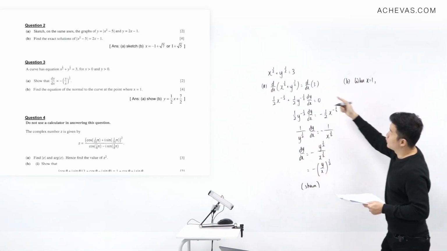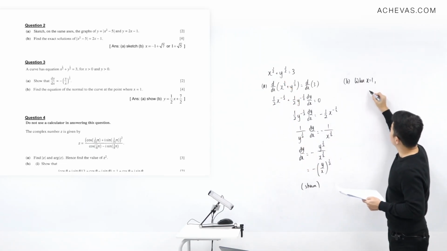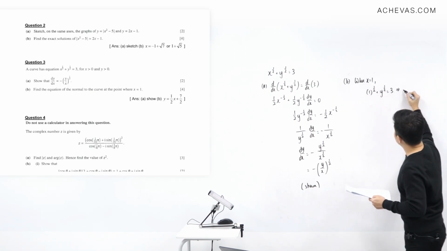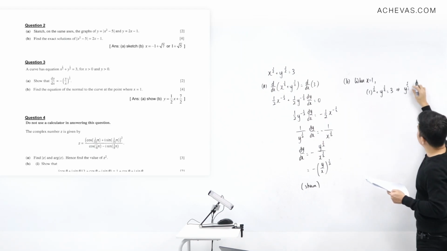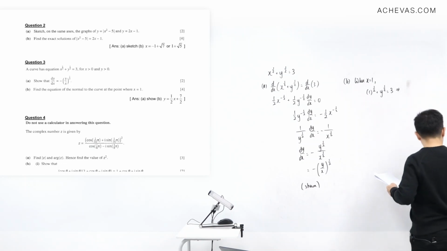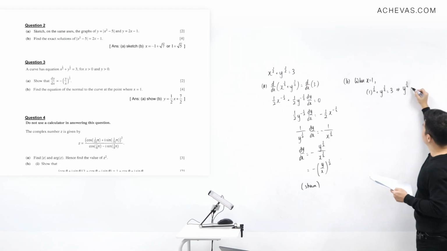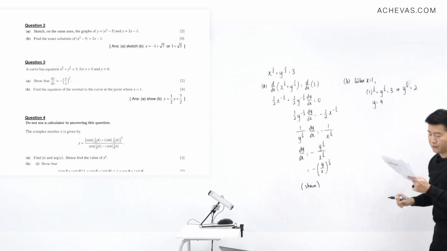So let's try to find this. When x is equal to 1, I'm going to make use of this to find the corresponding y value. So when x is equal to 1, we have 1 to the power of half plus y to the power of half, which is equal to 3. So y to the power of half here, this 1, bring it over to the other side, is equal to 2, which means that y, squaring both sides, is going to be equal to 4.